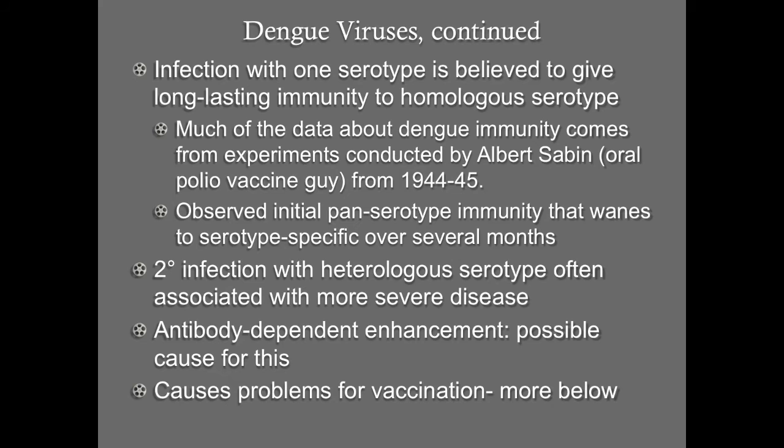Okay, and there's another concept, which I want you to stop me if I'm not entirely clear, because this can also get a little bit confusing. It's generally believed that once you're infected with dengue and it goes away, you're probably immune for a long time, maybe your lifetime, to reinfection with that particular serotype. So if you were infected with dengue 2, you should be immune to dengue 2. And much of this data comes from experiments conducted during World War II by Albert Sabin, who you may know as the oral polio vaccine guy.